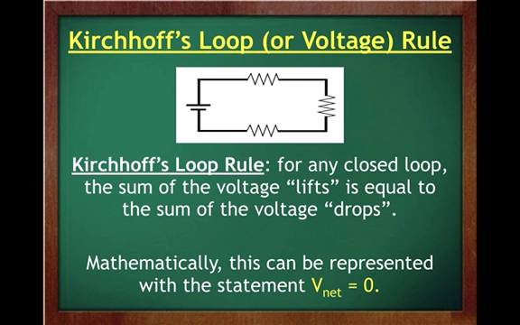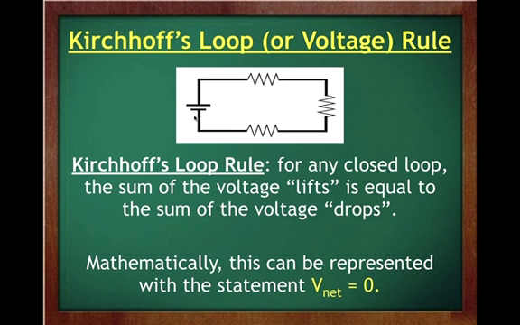Then we have Kirchhoff's loop or voltage rule. And that says for any closed loop, the sum of the voltage lifts is equal to the sum of the voltage drops. So what that's saying is that whatever voltage was available here should all get used by the time you get to the end. Coming across the battery is a voltage lift. In a very simple circuit, when you cross the battery, that's an increase in potential energy. So you have an increase in voltage coming across the battery, and then as you cross the resistors, you drop, and drop, until you're back down to 0.